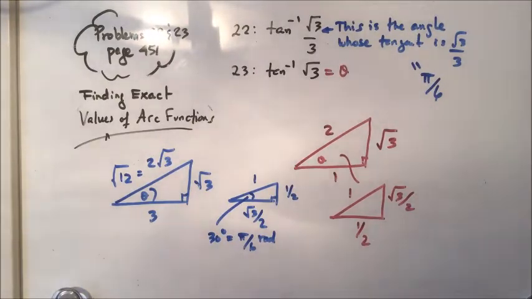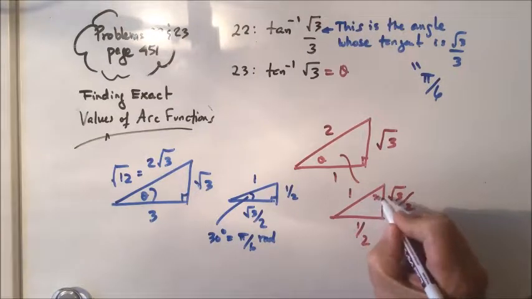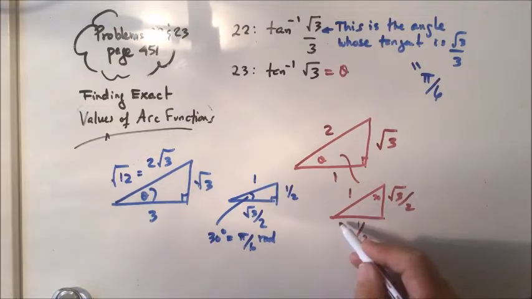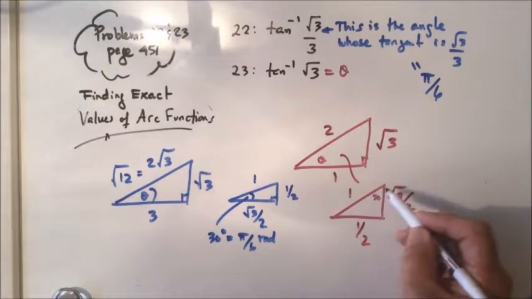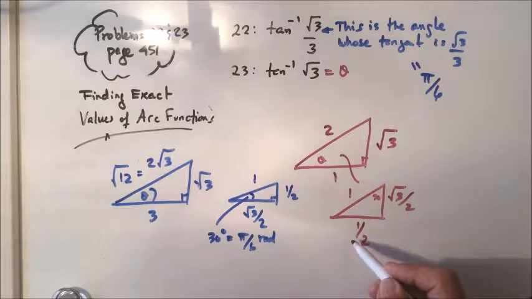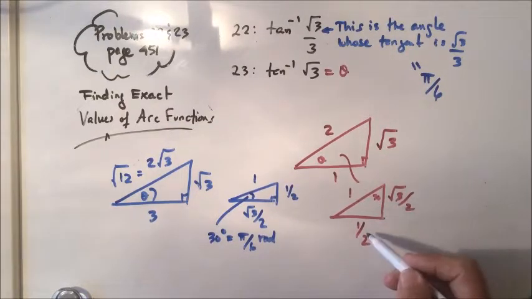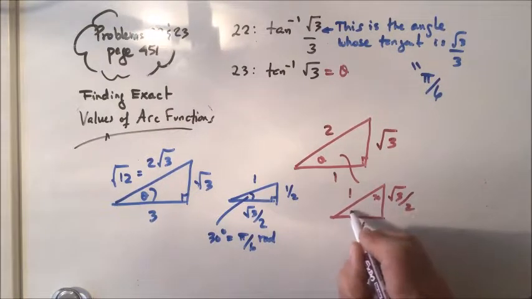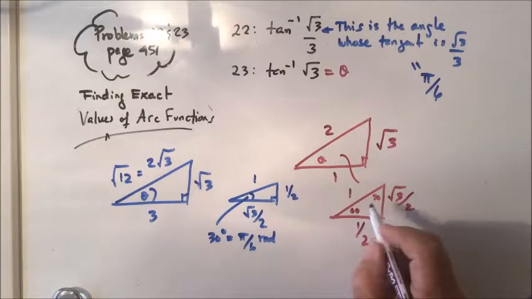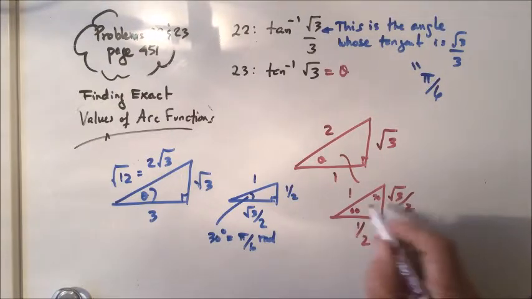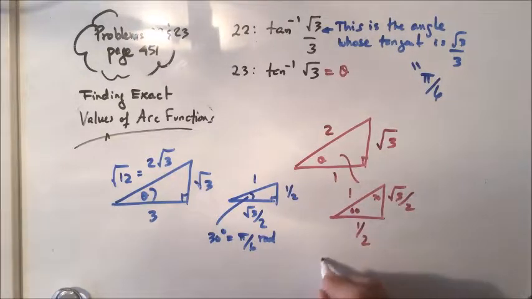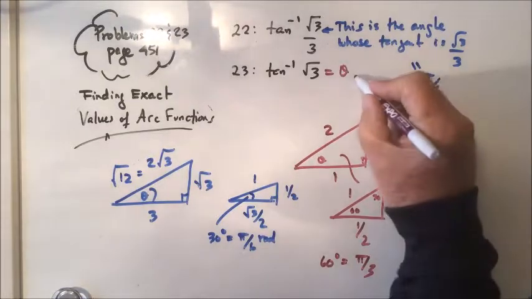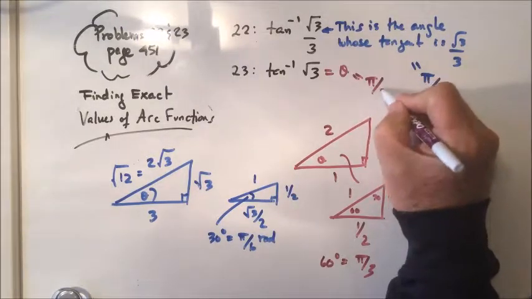And now you go, oh my gosh, this is 30 degrees in this case, because the 30, 60, 90 triangle has the property that if the hypotenuse is 1, the side opposite 30 degrees is 1/2, which is exactly what we have here, making this angle across from the root 3 over 2, 60. So the angle theta is 60 degrees. 60 degrees is pi over 3. And the answer to this problem is pi over 3.